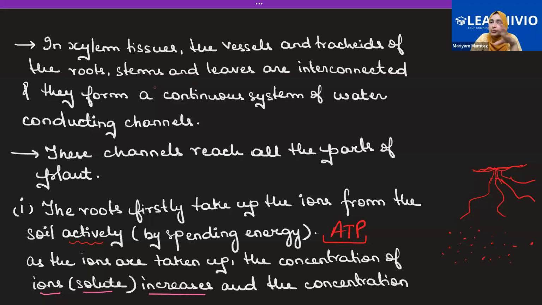Now in the xylem tissues, remember that the vessels and tracheids are present in most parts of the plant, like roots, stems, leaves. All plants have their own vessels and tracheids. And all of them are interconnected. So they form a continuous channel. So when water comes, it will be distributed to all of them.